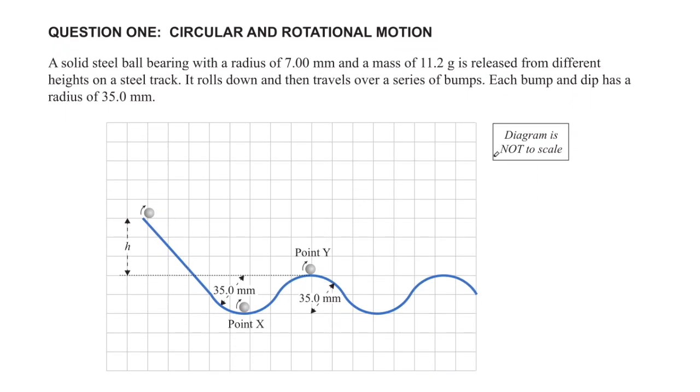Question 1. Circular and rotational motion. A solid steel ball bearing with a radius of 7.00 millimeters and a mass 11.2 grams is released from different heights on a steel track.